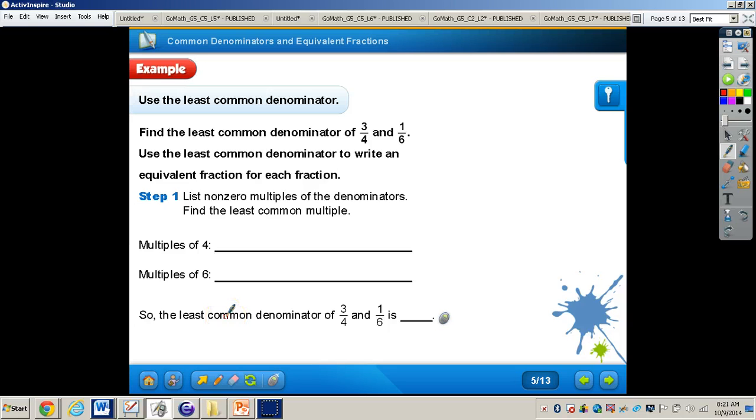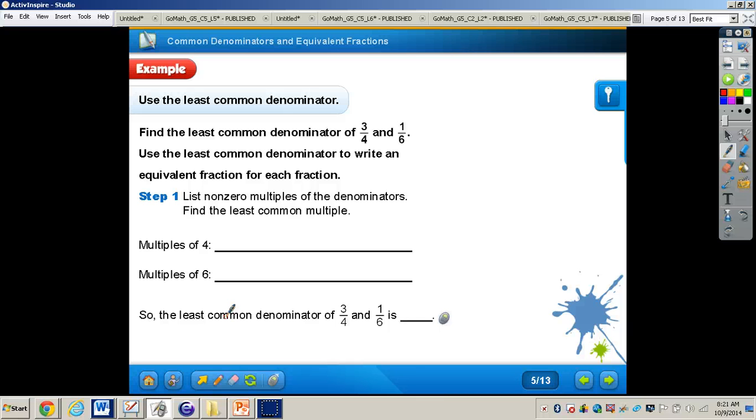Okay, let's take a look at the example problem on page 256. It says find the least common denominator. This is another way of doing it. Use the least common denominator, kind of what I just showed you previously. So it says find the least common denominator of 3/4 and 1/6. Use the least common denominator to write an equivalent fraction for each fraction.